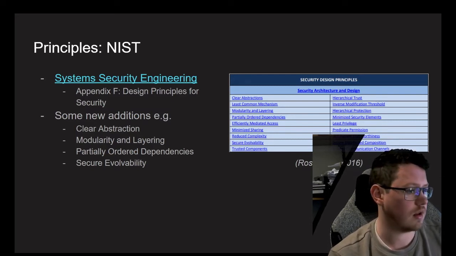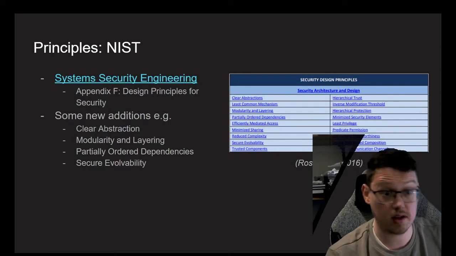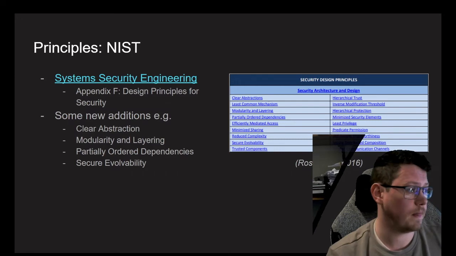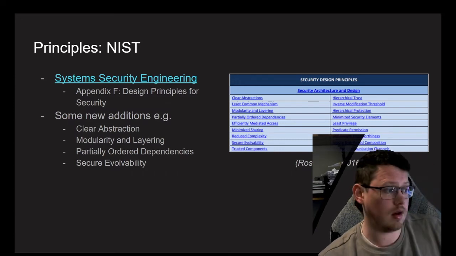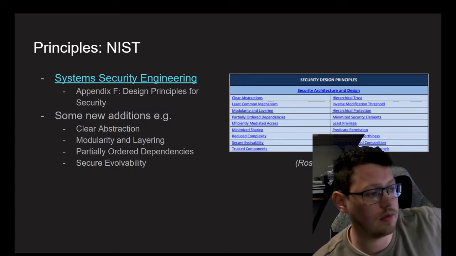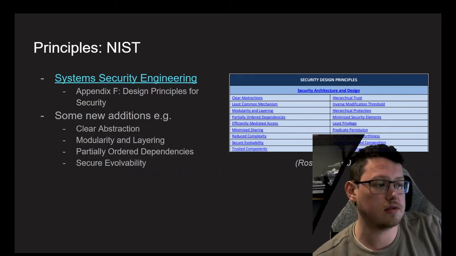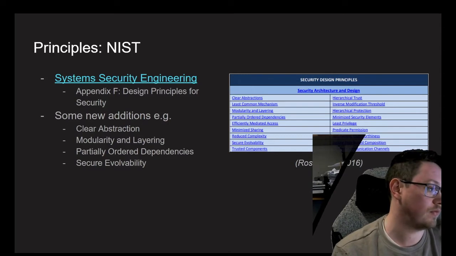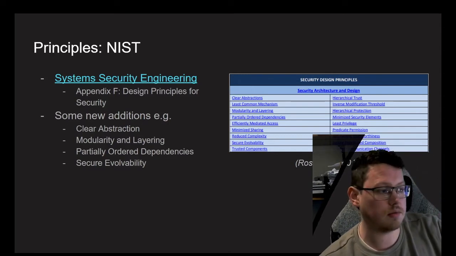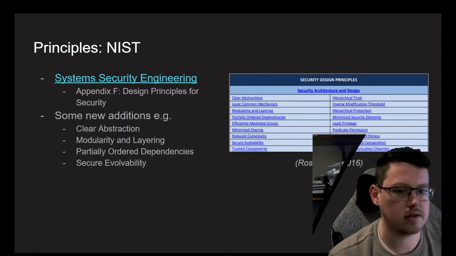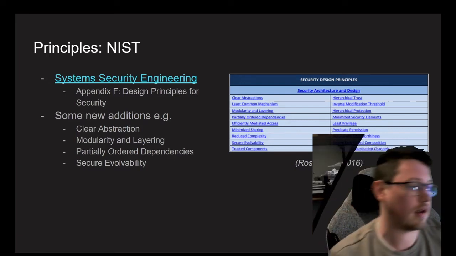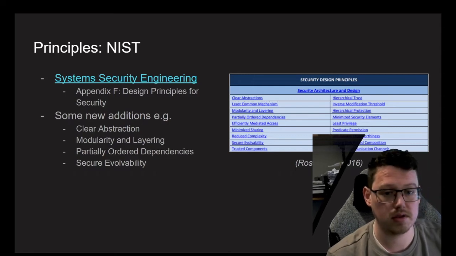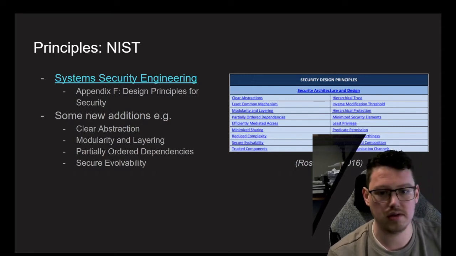There are a few others as well that I've not listed there, but I encourage you to take a look at the NIST standards documents in your own time. There's a table, which is where I got the picture from, in Appendix F. If you click on any of the terms, any of the principles, it links you to a definition. So that's where you can get at the definitions. The link to the slides will be in the description. But for now, I'll just quickly talk through these four.